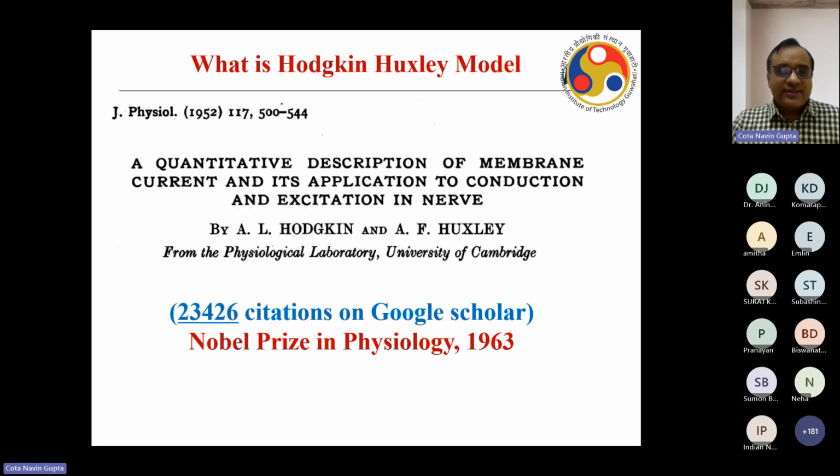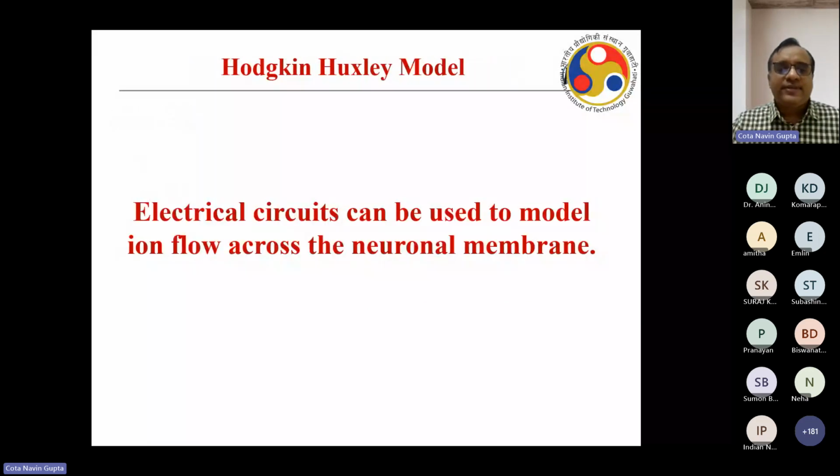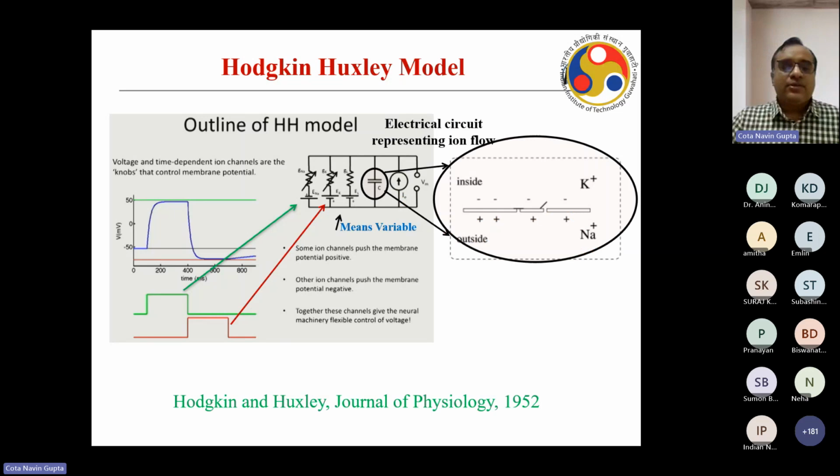Okay, so I'll just touch upon the Hodgkin-Huxley model. I think a lot of you might know this. This is some seminal work which was done quite some time back. The basic takeaway from this work is that electrical circuits can be used to model the ion flow across the neuronal membrane. So we discussed the resting potential, action potential, and graded potential. All that can be modeled using electrical circuits, and that was the basic contribution of Hodgkin-Huxley in their work. Okay, so you can see over here.